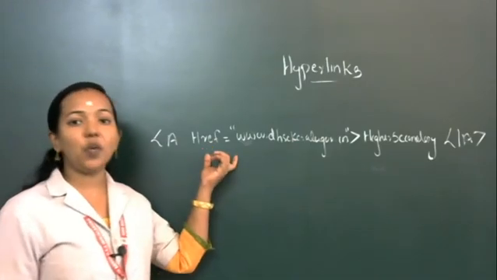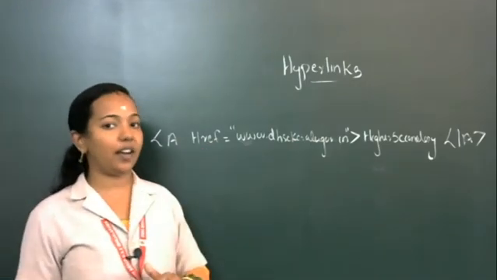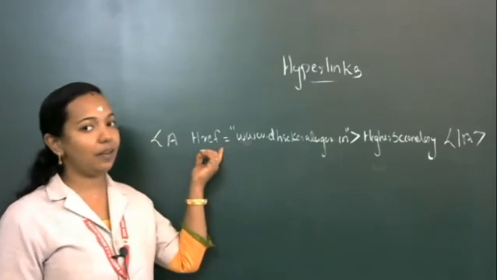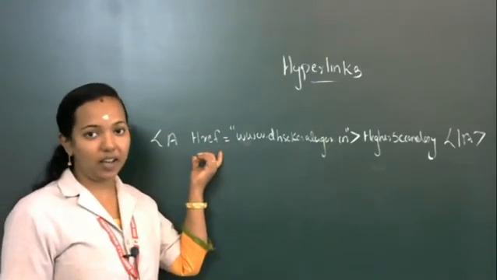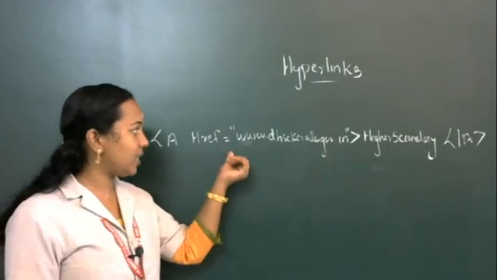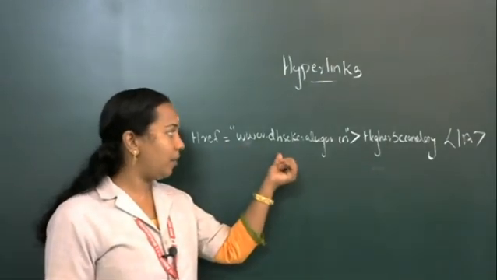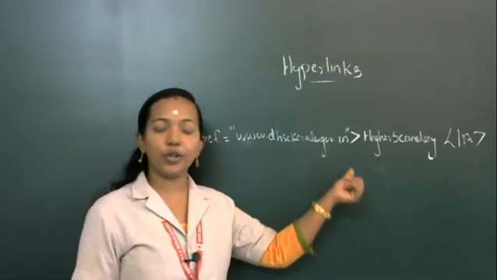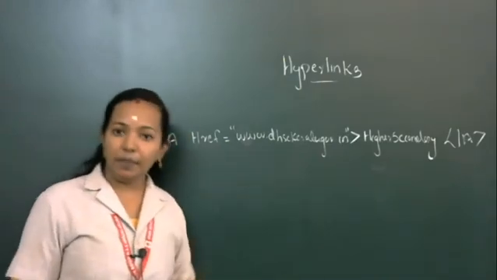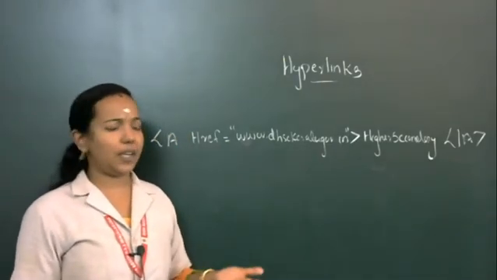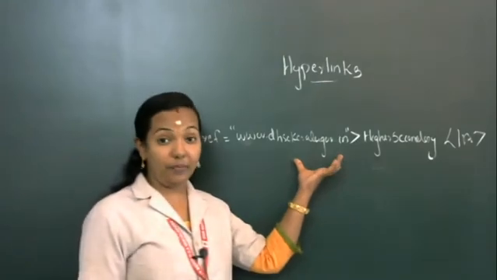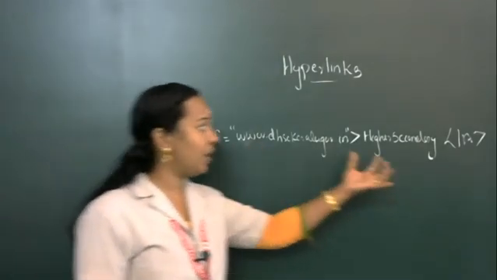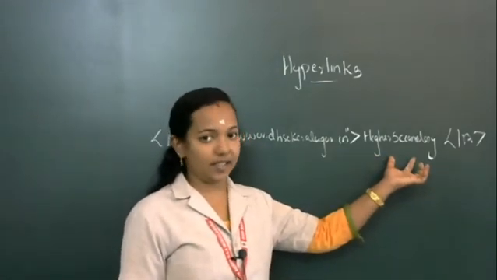Then next, you want to specify which file we are connecting. That file we mention with the help of the href attribute. href is equal to www.dhsekerala.gov.in. Okay, Wikipedia, any website we can give. Once the reference is over, href is over, then you specify the text.